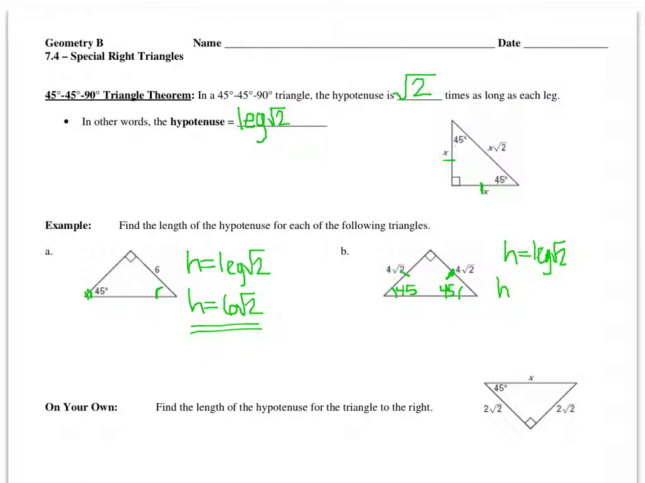So my hypotenuse equals my leg length, which is 4 times the square root of 2, times the square root of 2. And if we simplify that, the square root of 2 times the square root of 2 is just 2. So 4 times 2 is 8. So my hypotenuse is 8.